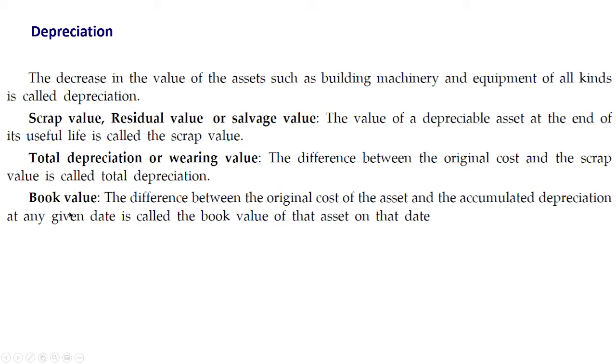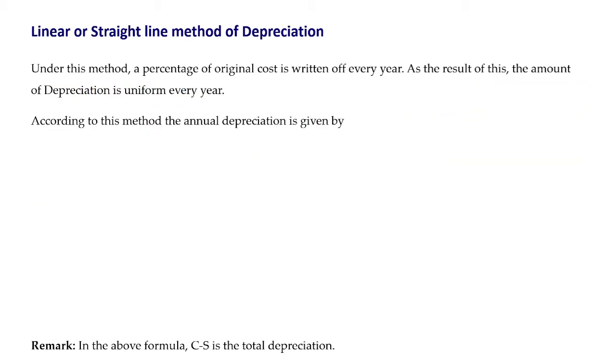And then we have the book value of the asset. The difference between the original cost of the asset and the accumulated depreciation at any given date is called the book value of that asset on that date. So these are some of the terms related to depreciation. When we have questions on depreciation, all these terms will come.